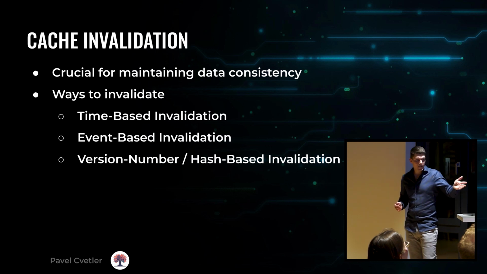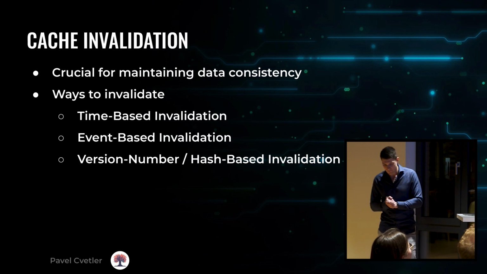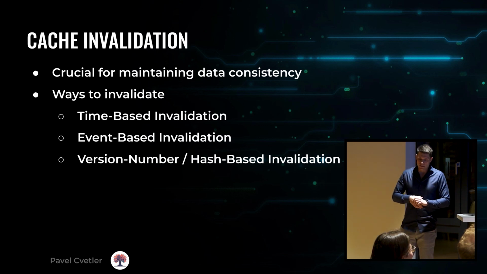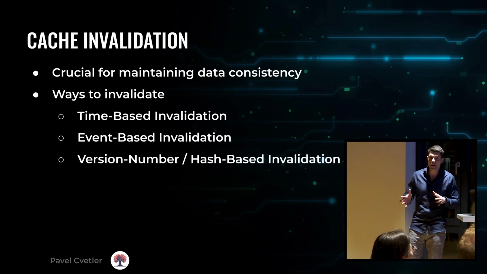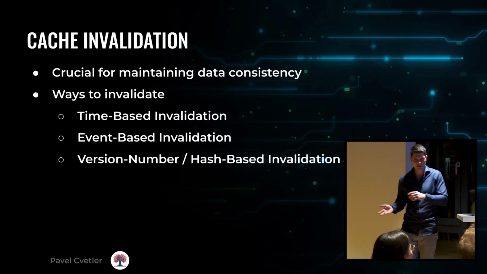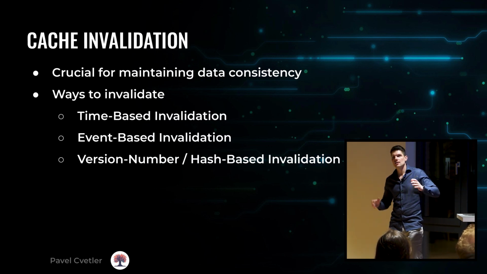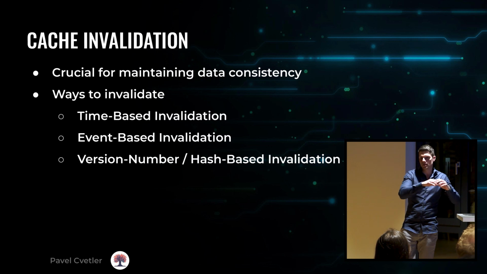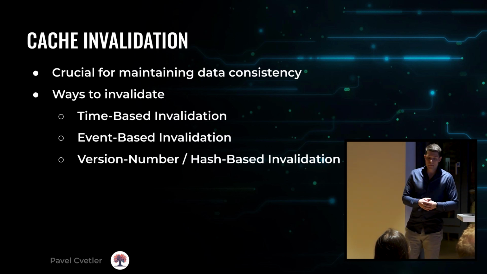And the third is version number or hash-based cache invalidation. This is where you are not purging the cache, but you are making the service miss the cache by changing the key, right? So you can imagine it like having a name for the part of the data you are storing in the cache and appending some part that's dynamic to it.